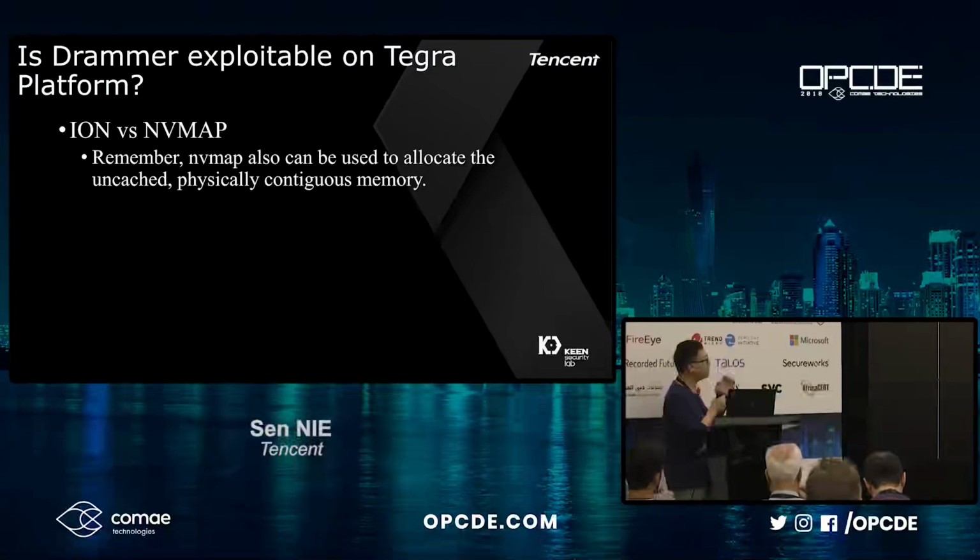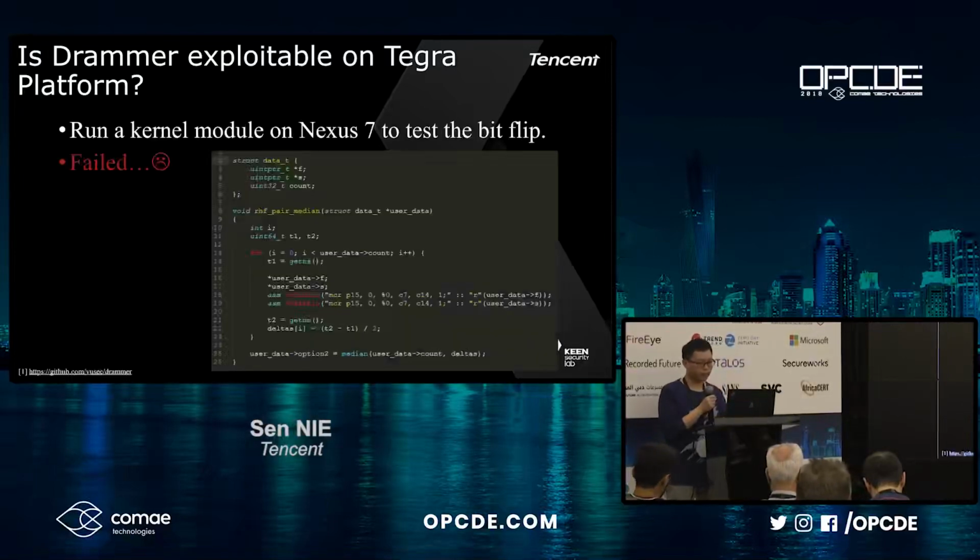We have a key benefit. Remember, we talked about it earlier: NVMap can also be used to allocate uncached physically contiguous memory. So it's a key benefit. Then I decided to have a try.